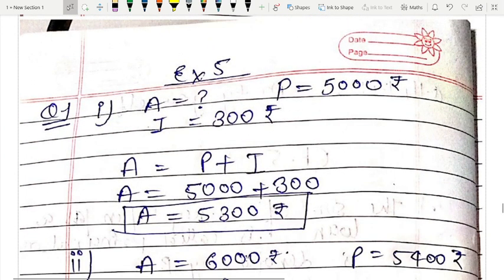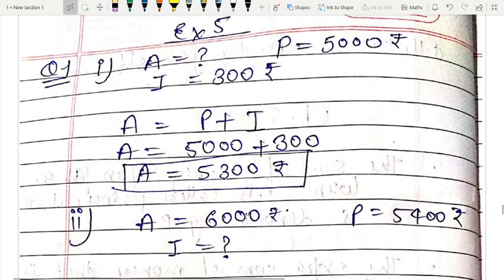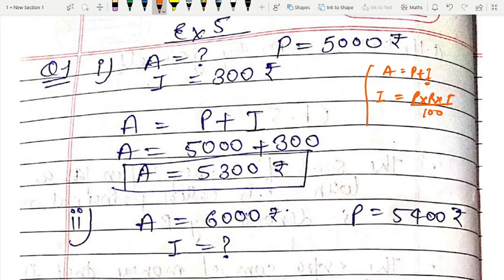Exercise 5. It is quite an easy exercise. See here, we know only two formulae, which are A is equal to P plus I, and simple interest I, this I is equal to P into R into T upon 100. If you know these formulae very well with their notation, then there will be no question in the exercise you can't do. You just write down these formulae from the above page.